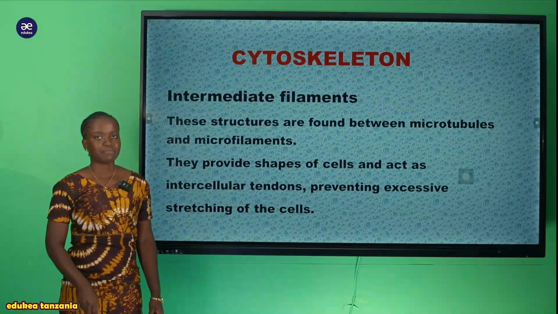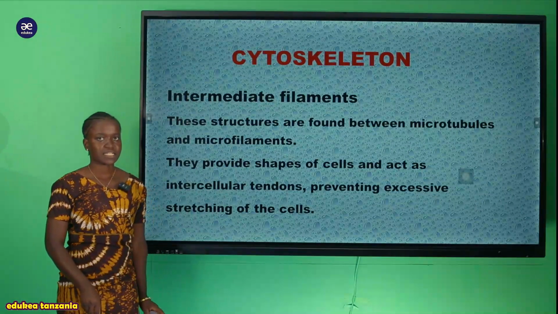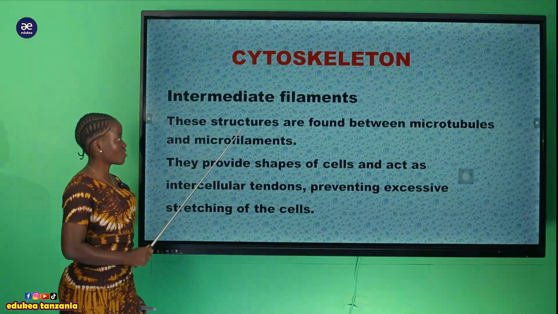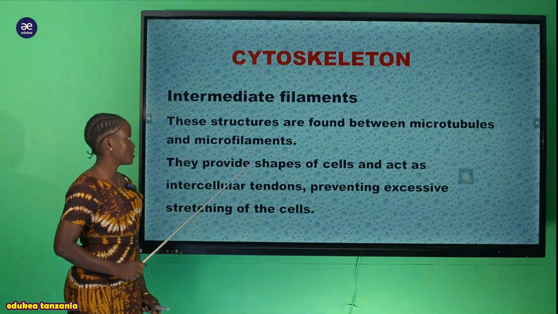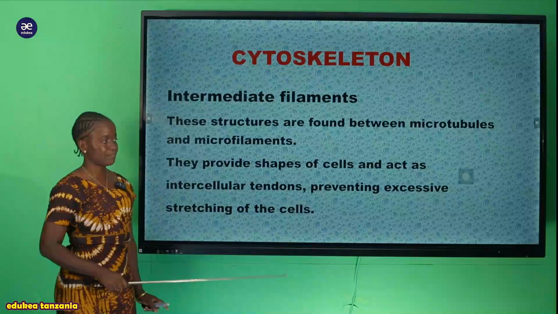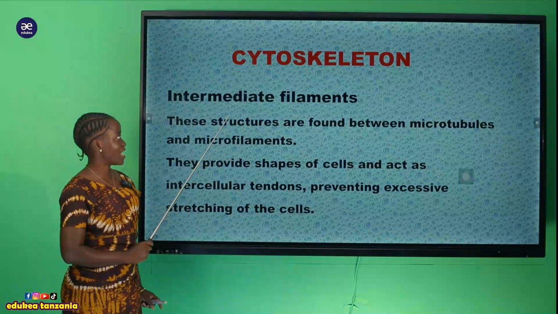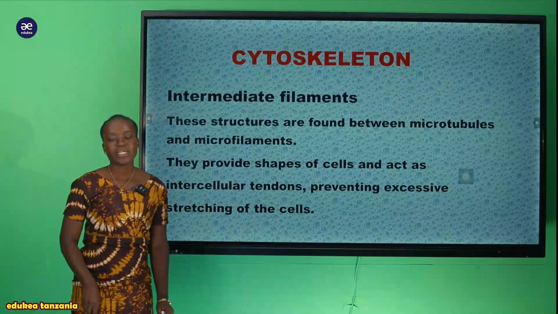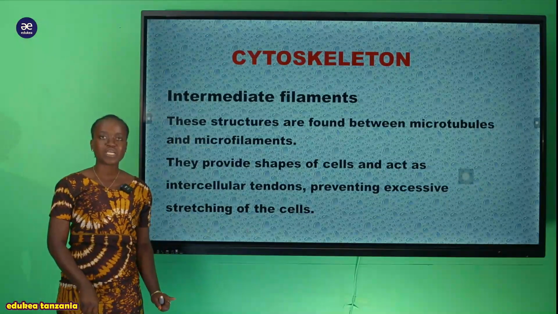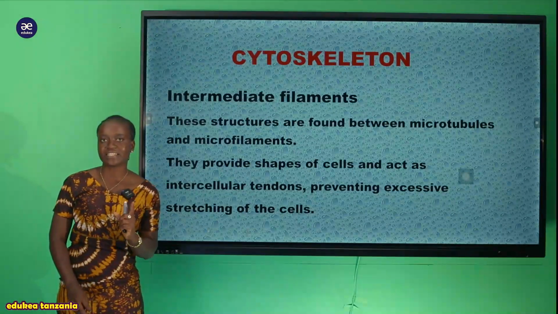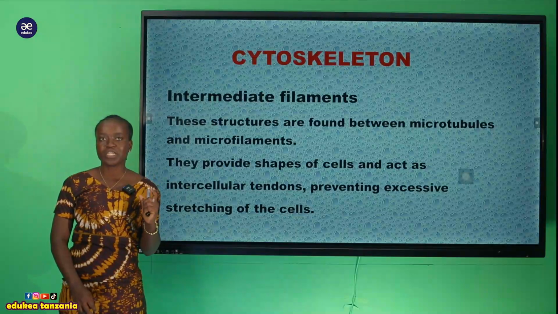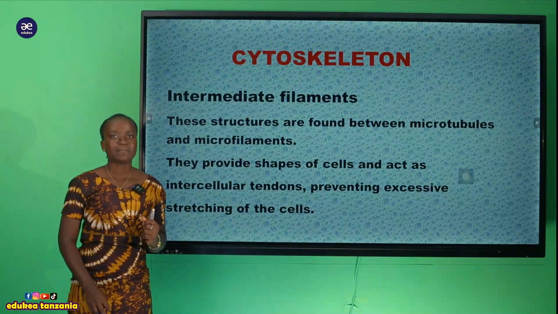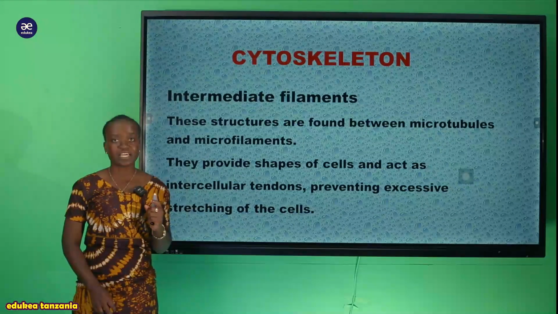It is called the intermediate filament. So what is it now? Here simply we can say that the intermediate filament, this structure is found between the microtubules and the microfilament. That's why here there is a term intermediate. So intermediate filament, hii ni structure ambayo inapatikana katikati, in between the microtubules and the microfilament. Ndipo ambapo tunapata hii intermediate filament.